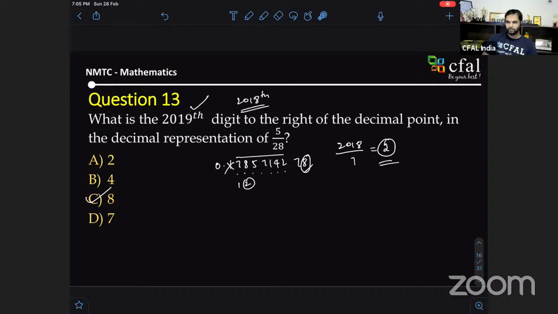So why didn't you divide it by 2019 by 7? Because there was one number, digit 1 here, right? Digit 1 was there. So initially, I was finding the 2019th digit, right? Then because this one is not repeating, I just removed this number altogether. Now the 2018th digit is what I'm interested in. That's why I did it.